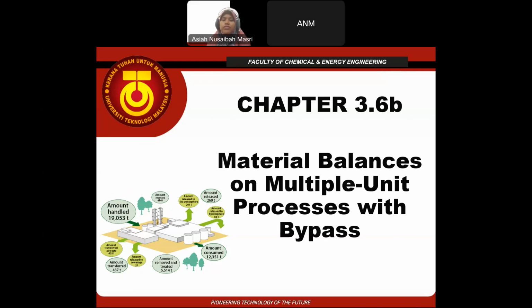So in the previous lesson, we have already learned about material balances on multiple unit processes with recycle. Today we are going to continue on the material balances on multiple unit processes with bypass.